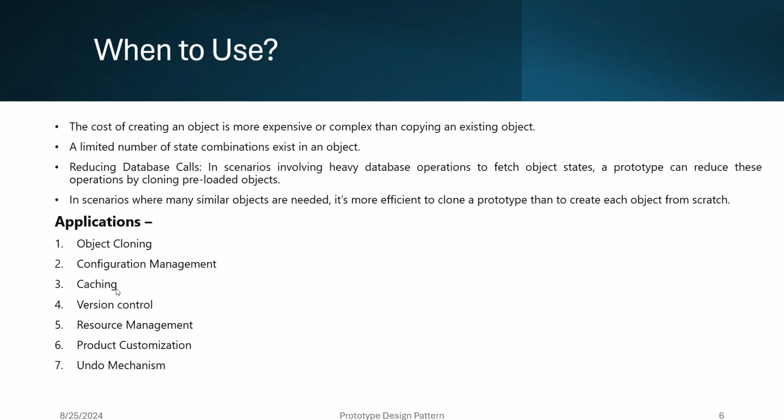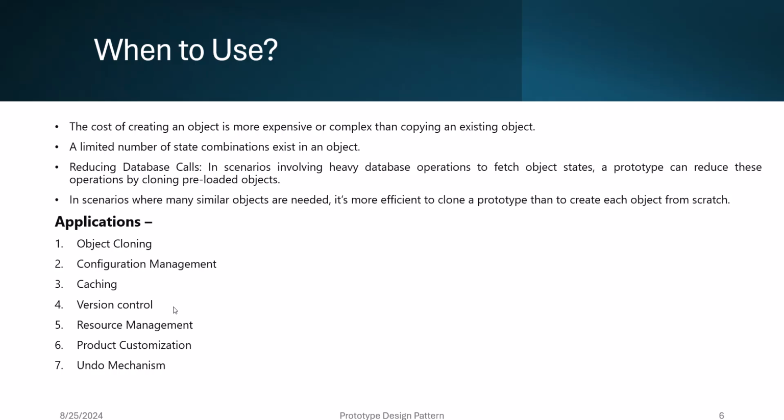The next is caching. Caching is another application where we use the prototype design pattern. One use case is to implement an object pooling or caching mechanism where the cost of creating a new instance is high. For example, in a game, you might use a prototype to cache and reuse objects like enemy units or environmental features that are frequently used but expensive to create. So that is one of the examples.